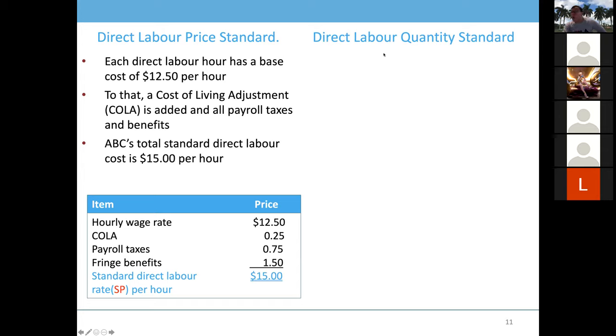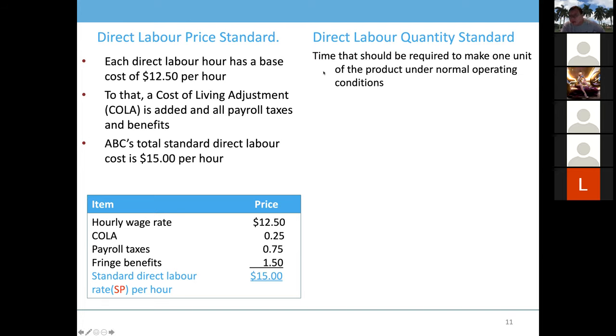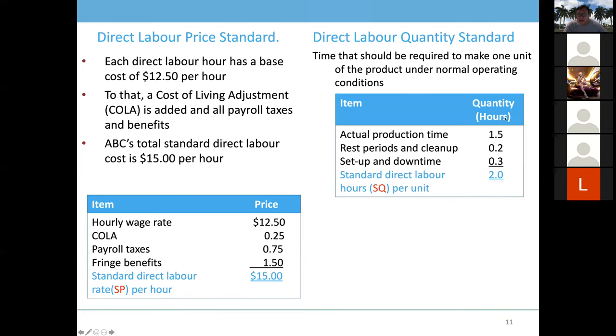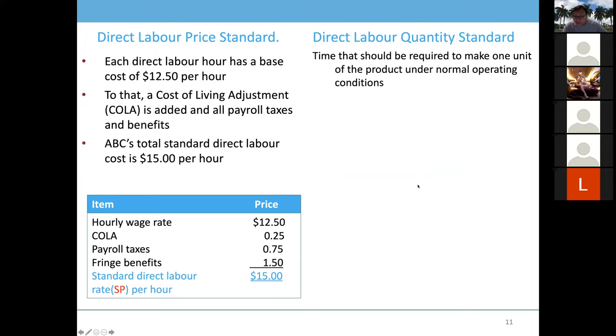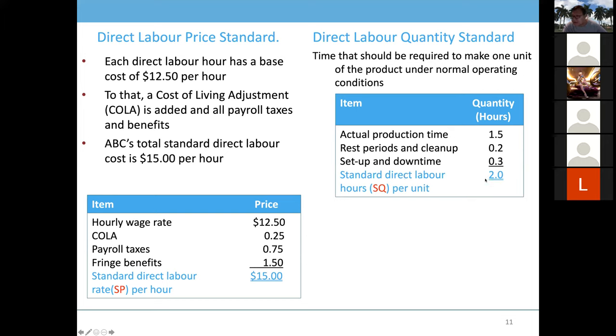Direct labor quantity standard. How long is it going to take a worker to produce one unit? That would be your quantity standard. This is the time that should be required to make one unit of the product under normal operating conditions. To make 1 liter of the energy drink, the labor time is 1 hour and a half. And the workers get resting time and cleanup time, 0.2 hour. They need to set up the machine, or they may have some downtime. That's estimated to be 0.3 hour. That adds up to a standard of 2 direct labor hours to produce 1 liter of energy drink.